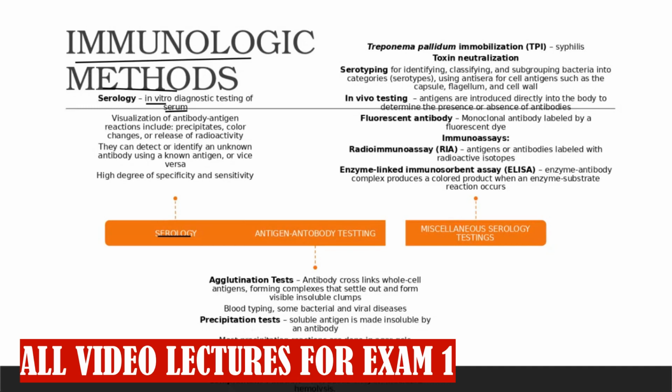The next procedure is antigen-antibody testing. This is also usually done outside the patient's body, for example, testing the blood type using the agglutination test, the precipitation test, or Western blot, usually for identifying proteins. They perform it in a test tube, for example. And then the last one is miscellaneous serological testing. This test is sometimes specific to identify a specific pathogen.